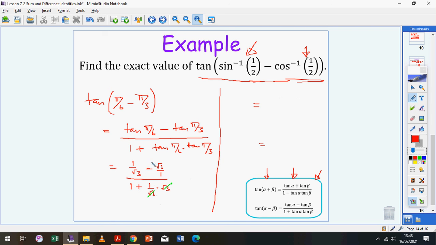1 over root 3 minus root 3. I mean, you guys are smart, so this probably won't happen to you. So, bye-bye. Divided by 2. This will become 1 minus 3, all divided by root 3, all divided by 2. Let me do that slower.